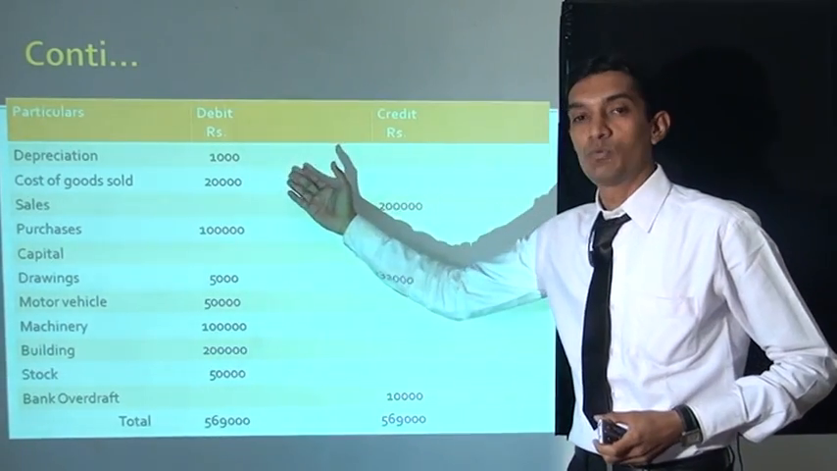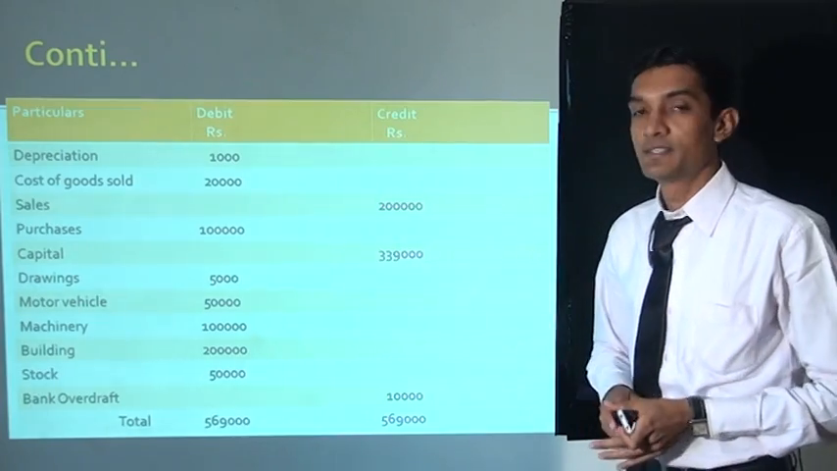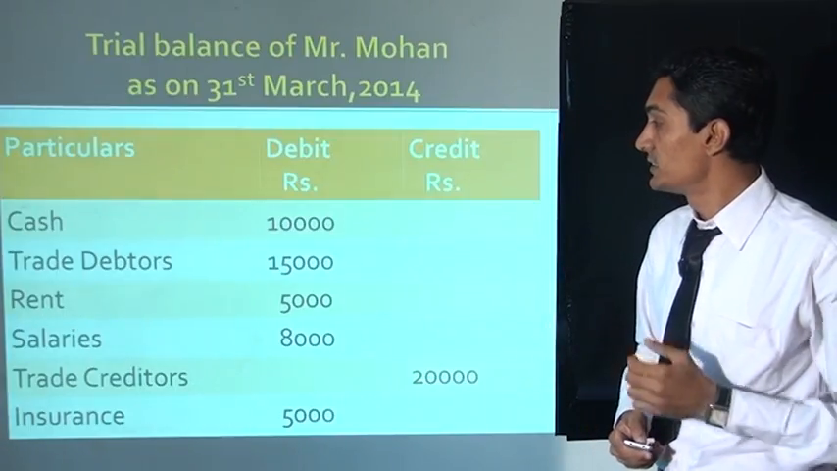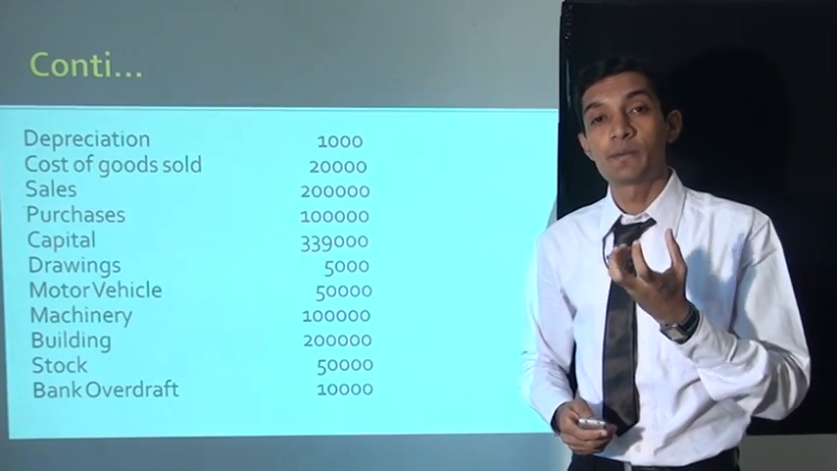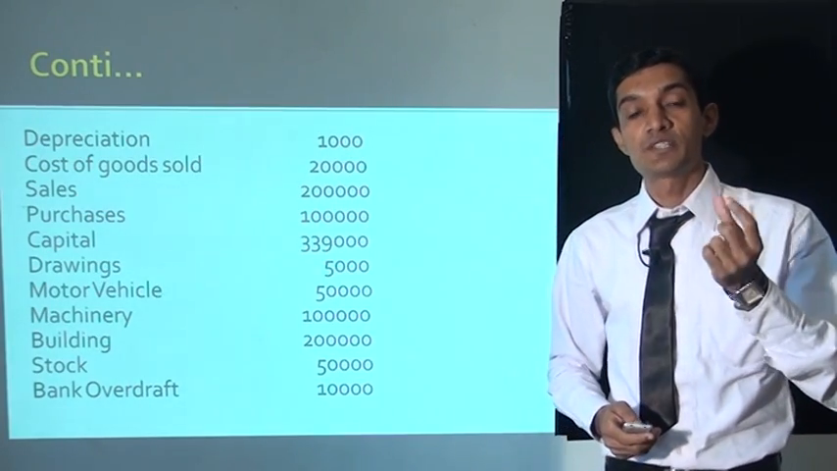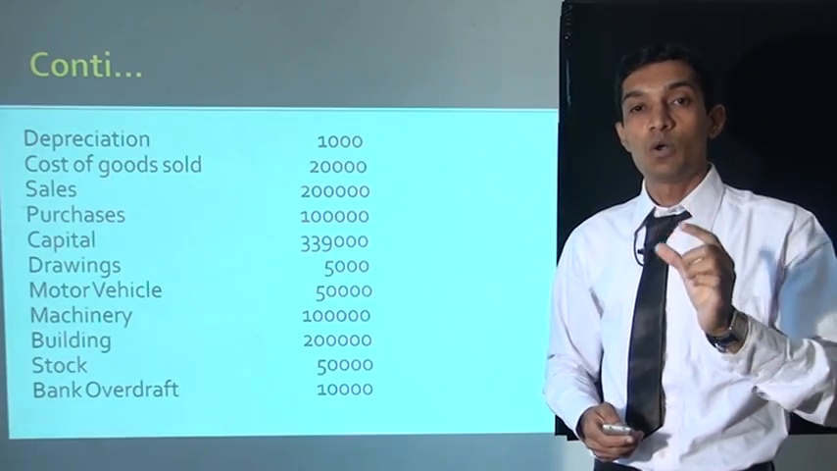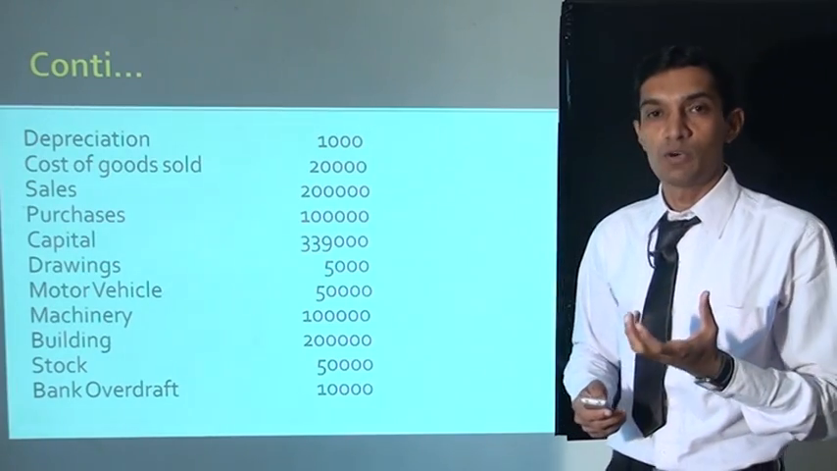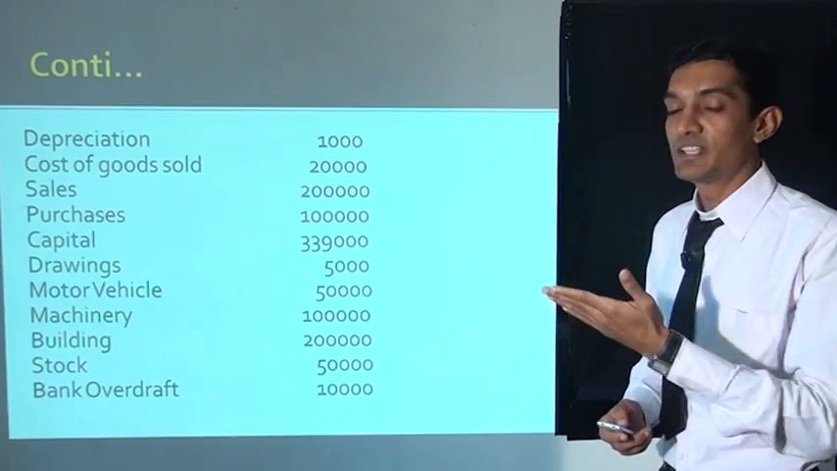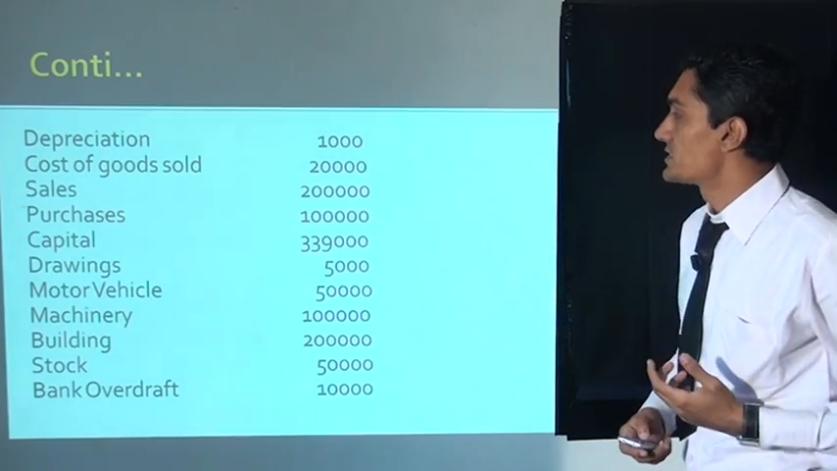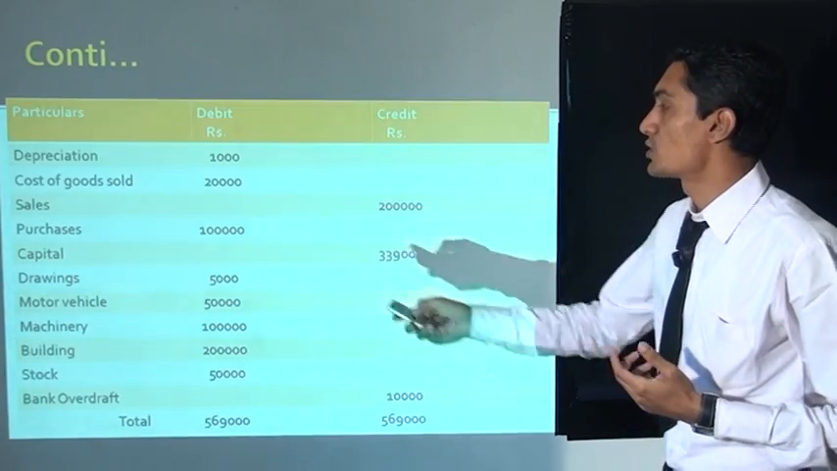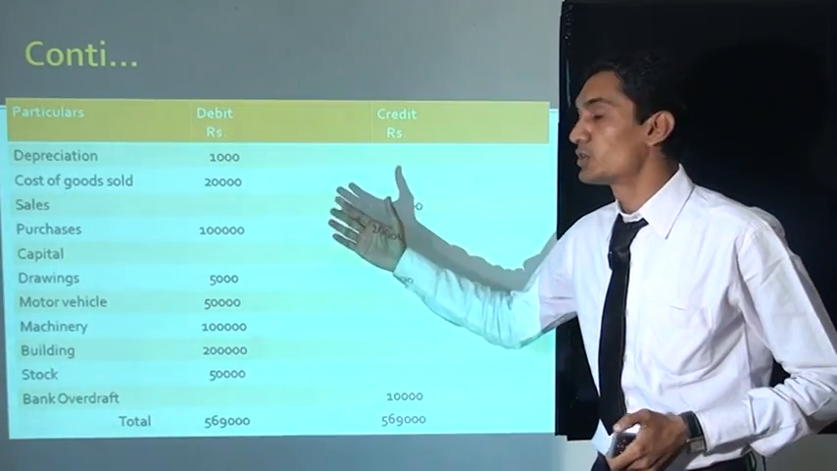Now depreciation, 1,000 rupees, on the debit side. Now the next transaction is cost of goods sold. Cost of goods sold means whatever we are purchasing. In that situation we are purchasing goods at a particular cost, so it is our expense. So the 20,000 comes under the debit side. Now we are checking: cost of goods sold, debit side, 20,000 rupees.